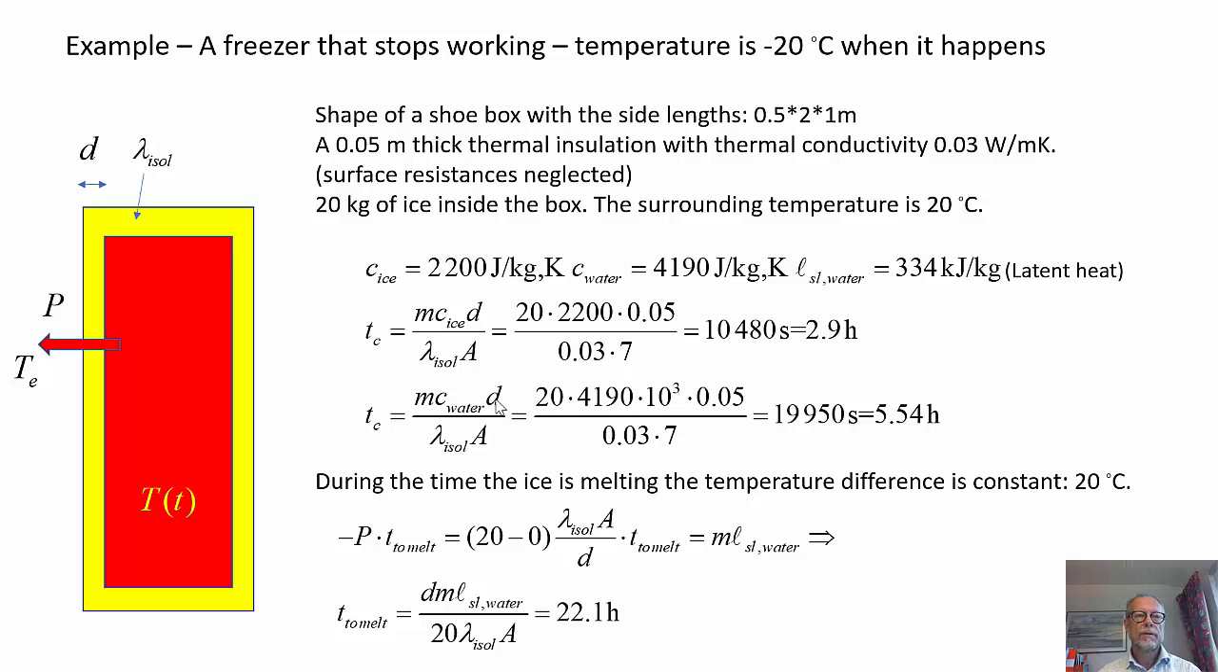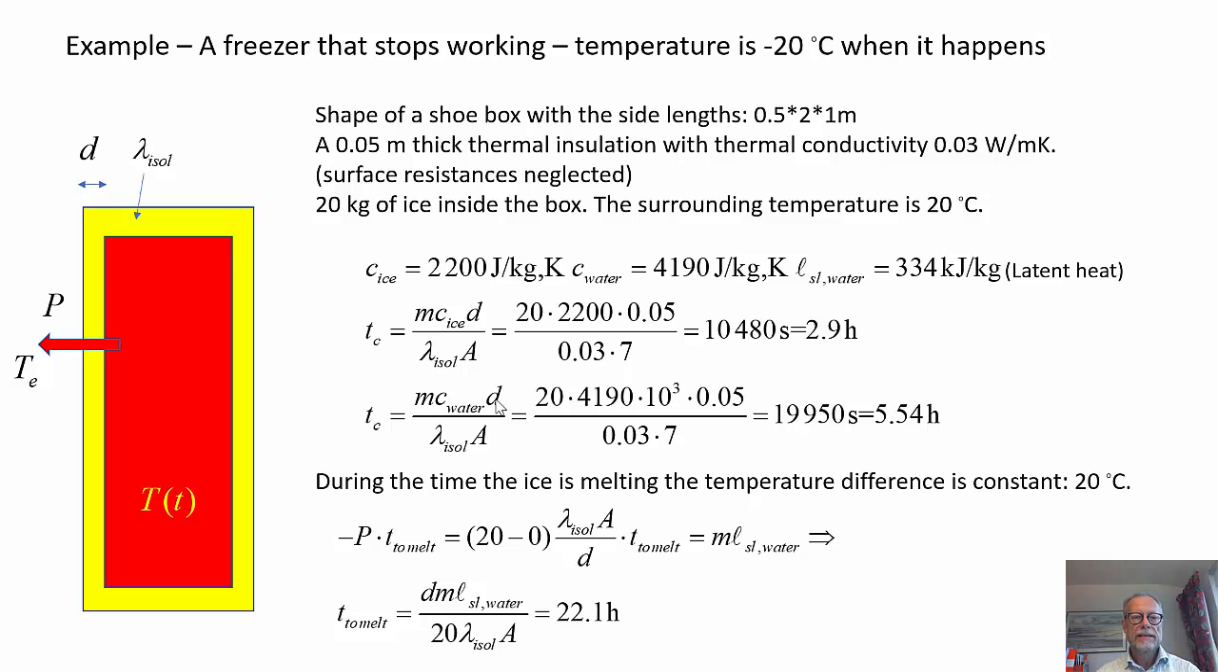Let's look at an example. Let's say we have a freezer that stops working. We have a temperature of -20 degrees when it happens. The freezer has the shape of a shoebox, 0.5 meter times 2 meters times 1 meter. We have 5 centimeters of insulation with thermal conductivity 0.03. And we have 20 kilograms of ice inside the box, and the surrounding temperature is 20 degrees.